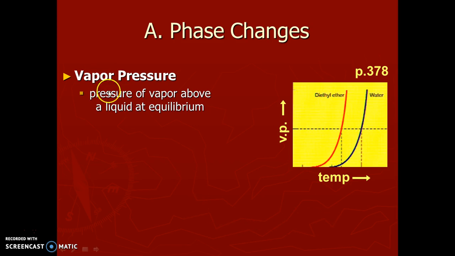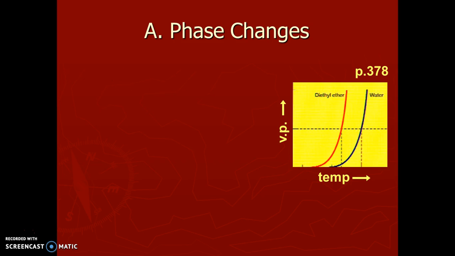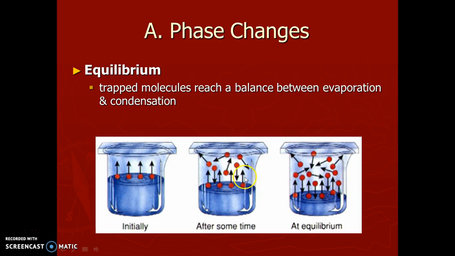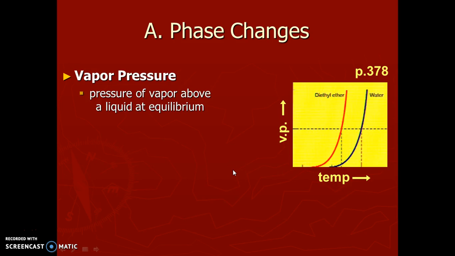Now, vapor pressure is a measure of that vapor. And if we look over here, let me go back a slide, this is vapor up here. So the pressure that it exerts is called vapor pressure. And it's the pressure of a vapor above a liquid at equilibrium. And it depends on the temperature and intermolecular forces. What we mean by that, the higher the temperature, the more vapor pressure you're going to have.